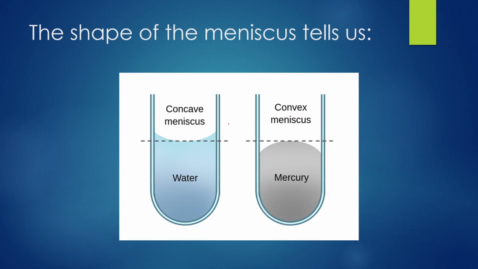So the shape of the meniscus tells us if it's a situation of higher adhesion forces or higher cohesion forces. When we have a concave meniscus, the forces of adhesion are larger than the forces of cohesion. When we have a convex meniscus, the forces of cohesion are much larger than the forces of adhesion.